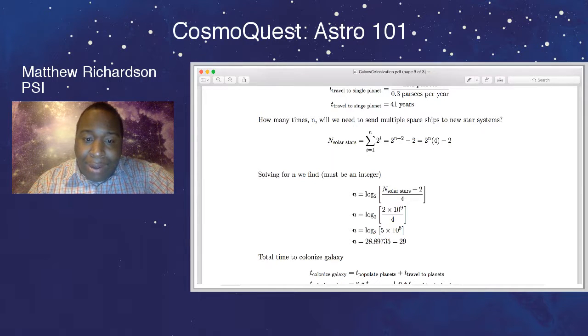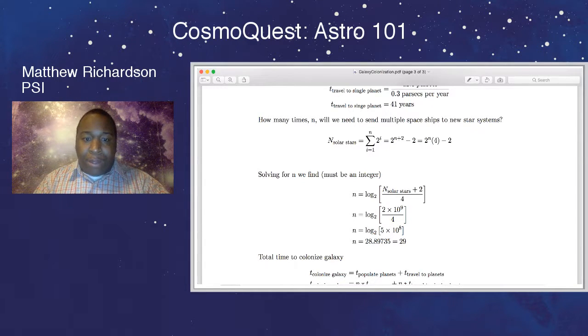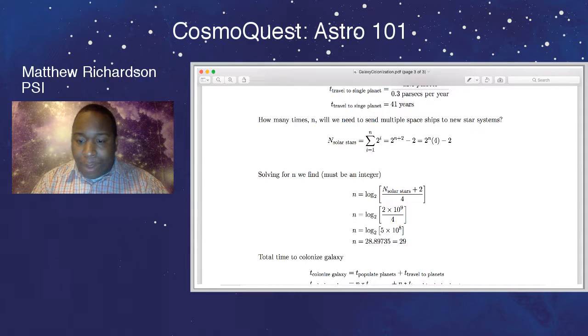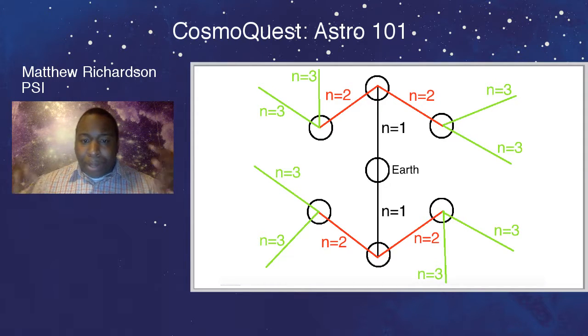I isolated the n, and basically we end up getting that n is equal to 28.89735. But you can't have fractions of these mass movements from one planet to another. It has to be an integer value, so I rounded it up to 29. And so, using that rounded value for n, if I go back to my diagram there, we're basically going to do 29 of these mass movements, going from solar system to solar system.